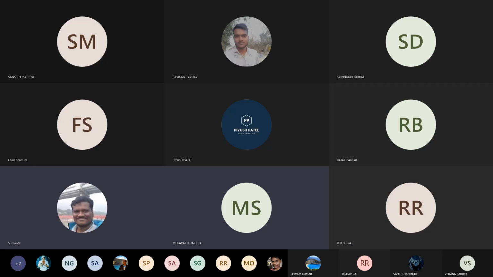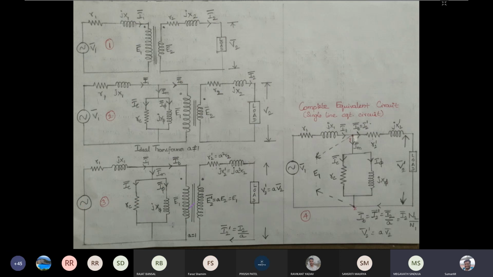Made the number of turns on the primary side of the transformer equal to the number of turns on the secondary side, that is given by N2 dash. So when you make the number of turns on the secondary side equivalent to the number of turns on the primary side, the induced EMF on the secondary side will be equal to the induced EMF on the primary side. So once you have such a thing, then there is no voltage difference between these terminals.